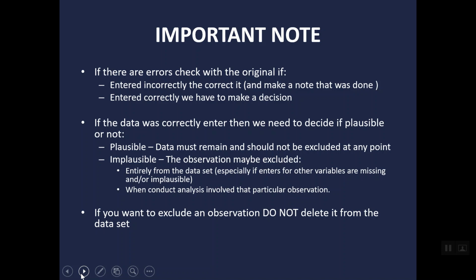Okay. If it's implausible, then the observation may be excluded, either entirely from the data set, so you might remove that whole variable and not deal with it, or you may just exclude it when you're doing the analysis for which that variable is missing. The key thing though is you never actually delete the observation from the data set.